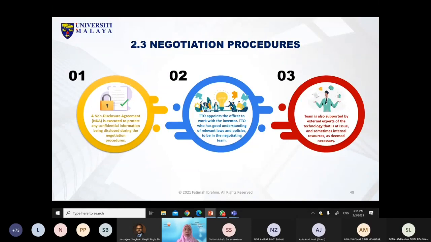So I want to inform you that before you talk to the industry or whatever your potential customer, never ever talk to them before you sign an NDA. An NDA is a non-disclosure agreement, which means that after you talk to the industry, they are bound to your confidentiality. They cannot tell other people, they cannot copy whatsoever, because they already signed. So this is very important in the negotiation process.